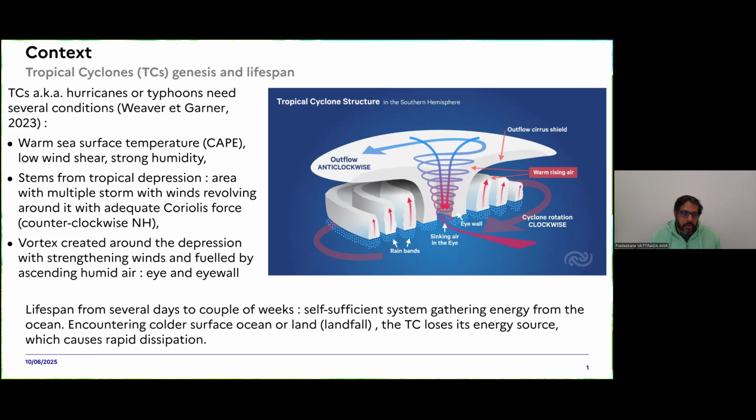These tropical cyclones usually last for several days to a couple of weeks, and they are self-sufficient because they gather energy from the surface ocean, so from the warm water, and it just dissipates when they encounter a colder surface of ocean or land, which makes it lose its energy source.